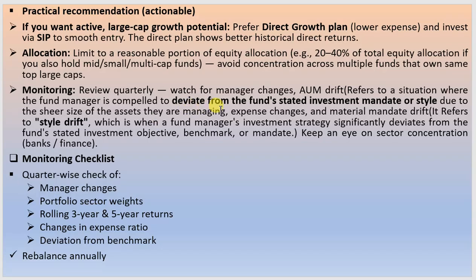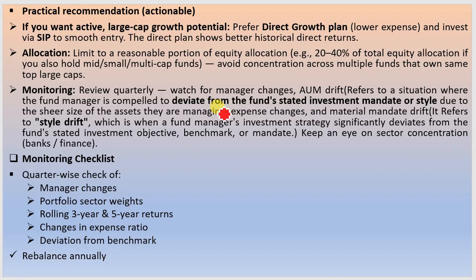Practical recommendation. If you want active large cap growth potential, prefer the direct growth plan, which has a lower expense ratio, and invest via SIP to smooth entry. The direct plan shows better historical returns. What are the allocations of the shares? Limit to a reasonable portion of equity allocation, for example 20 to 40% of total equity allocation if you also hold mid, small and multi-cap funds. Avoid concentration across multiple funds that own the same top large caps.